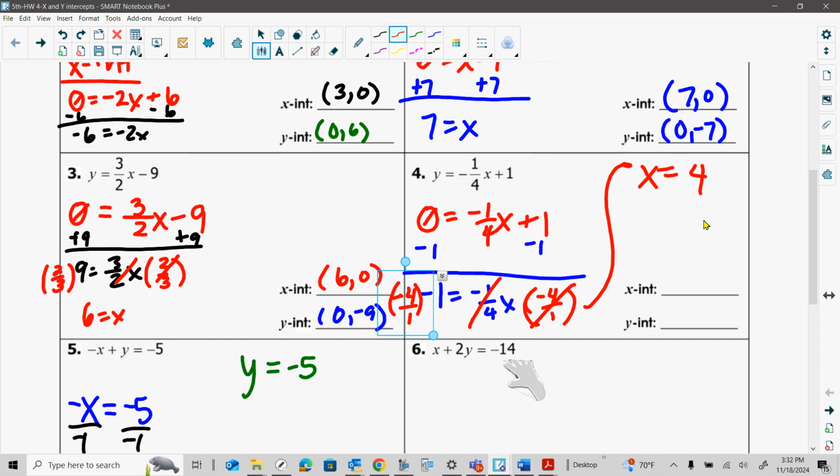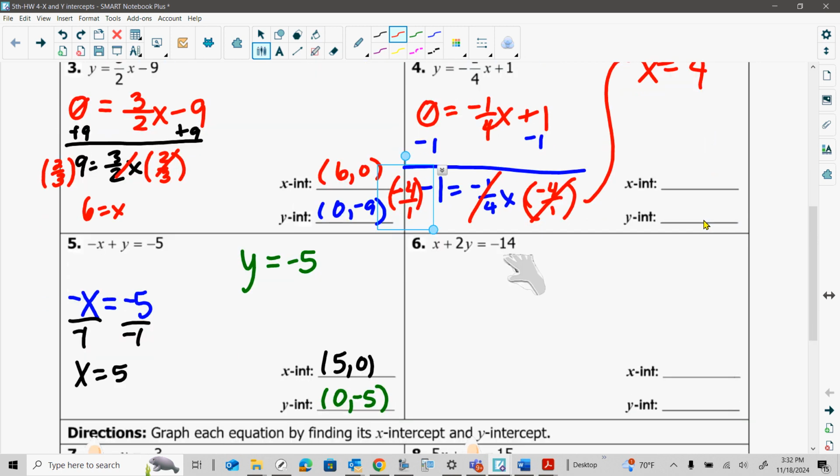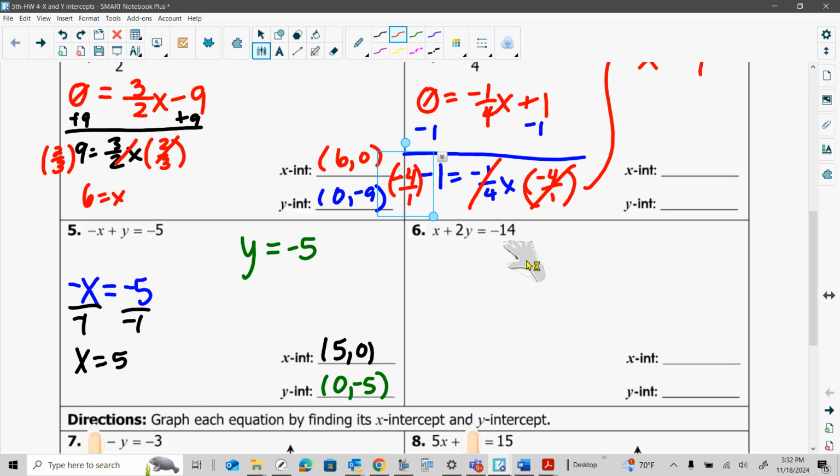Okay, now from 5 on, this is when we talked about the shortcut you could do, which is to cover up the variable. If I want the x-intercept, we cover up the y and just read it. I can see this just says x equals -14. So that's (-14, 0).